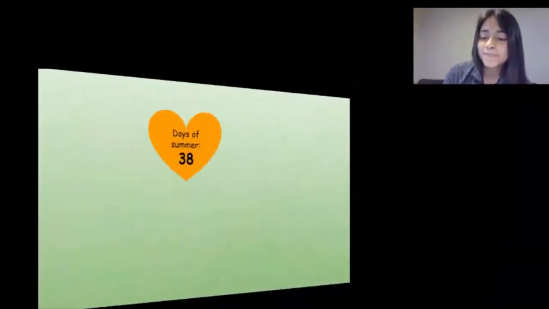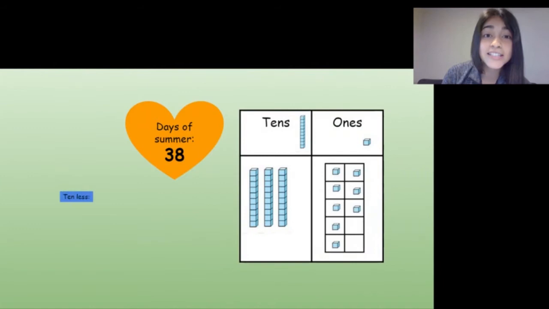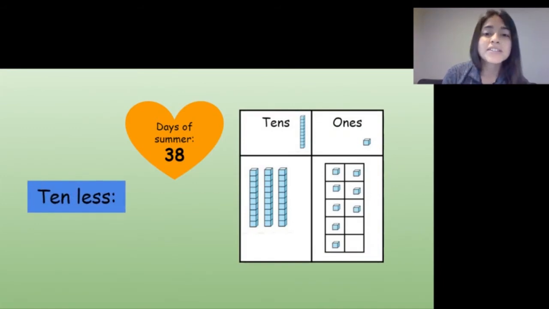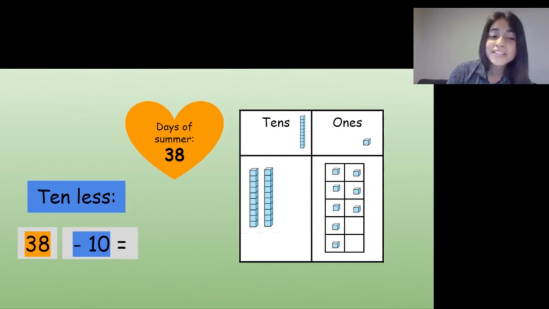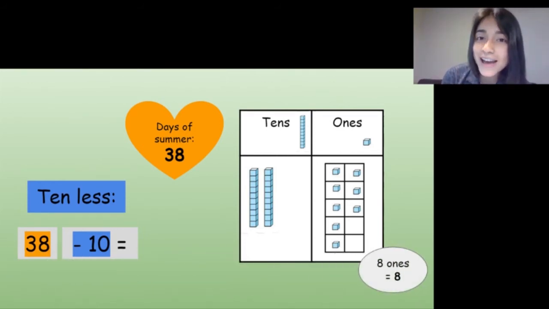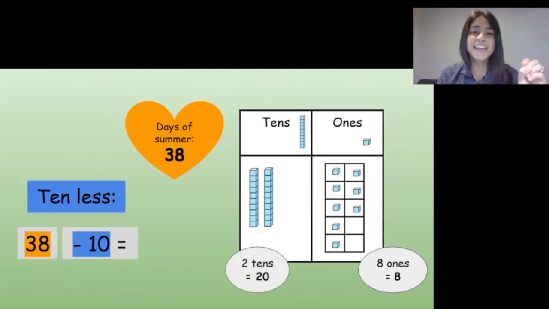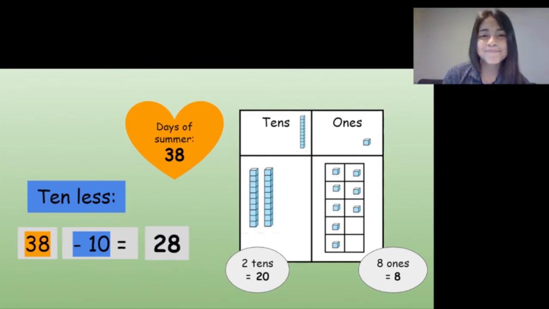We're going to do one more. We're going to try 38 and we're going to try 10 less now. So that means we start with 38 and we take away 10, and now we're going to figure out what that is. So that means this 10 here is going to go away. And now how many ones do we have? You're totally right. We still have 8 ones, but how many tens do we have? Yeah, we have 2 tens, or the number 20. That's it. So 20 and 8 together make 28. Nice job.